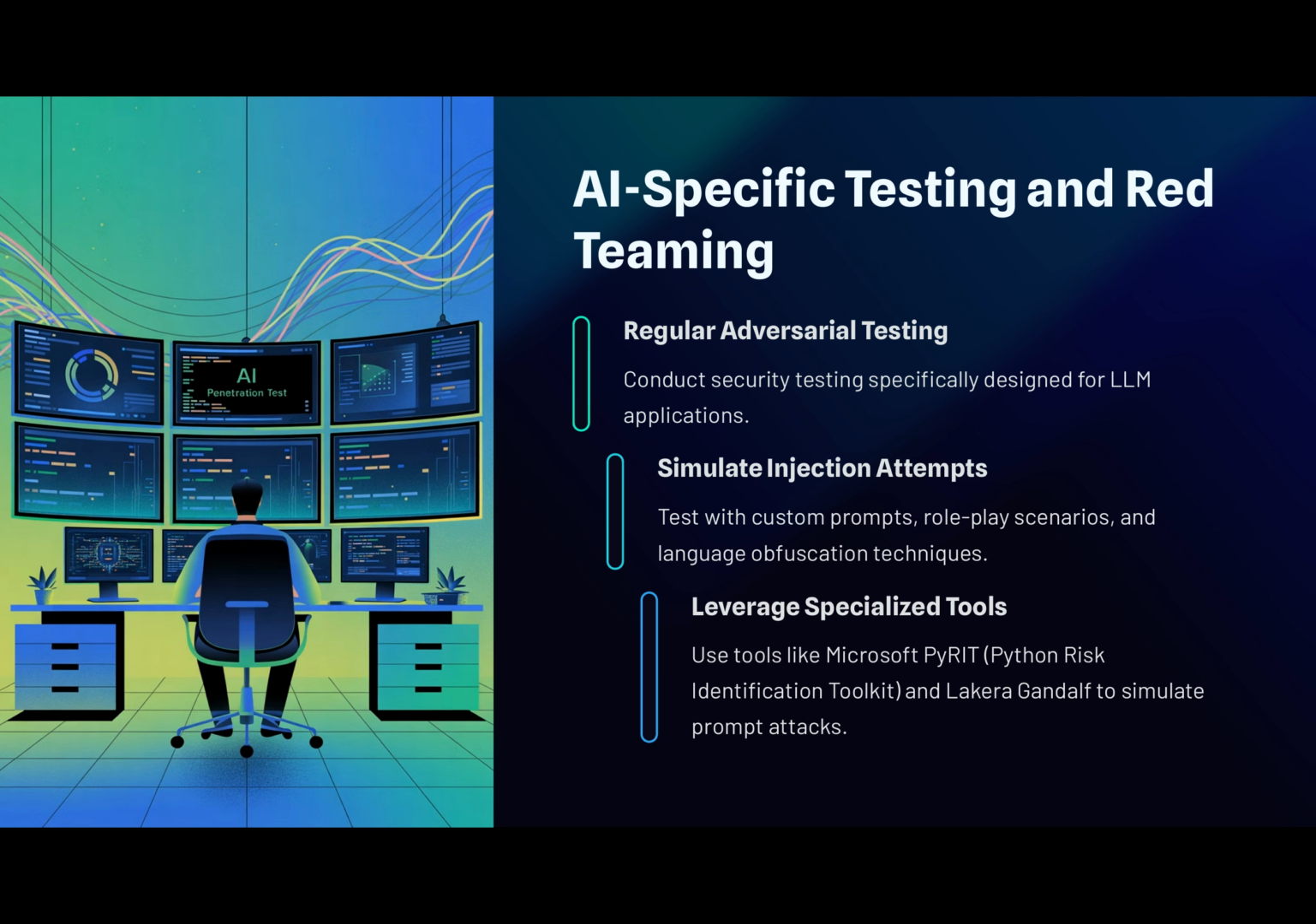To streamline this process, there are specialized tools available. For example, Microsoft PyRIT, the Python Risk Identification Toolkit, can automate the identification of potential prompt risks. Lakera Guard is another tool that simulates prompt-based attacks and surfaces weaknesses specific to LLMs. By leveraging these tools, you get a more realistic picture of your application's resilience and can proactively address security gaps.